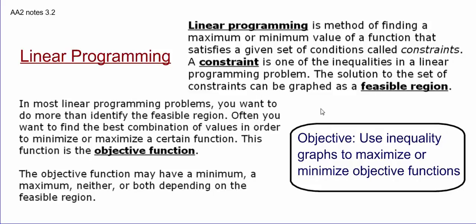All right, most of the time with linear programming, you're going to want to do more than just identify, though. You want to find the best combination of values that would allow you to minimize or maximize. And that function that you're minimizing or maximizing is called the objective function. And it can have a min, a max, neither or both, depending on that feasible region.